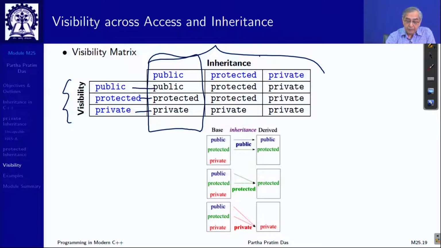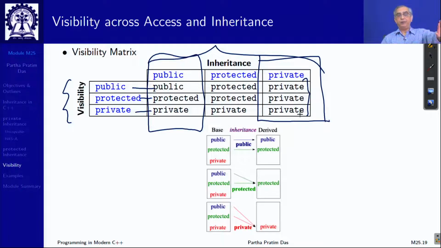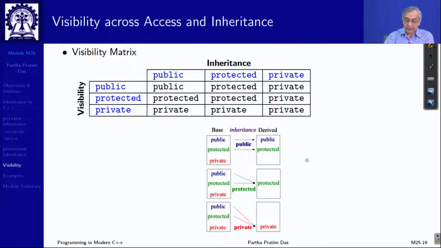But if you happen to inherit by private, then in the derived class, the visibility of all members becomes private, irrespective of what their visibility was in the base class. So, it is like putting a restriction, though naturally you can make out that protected has a similar restriction. This is the basic common diagram.